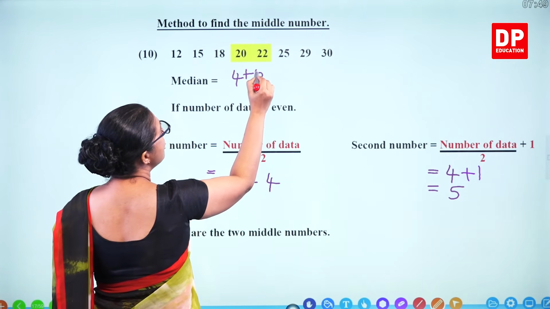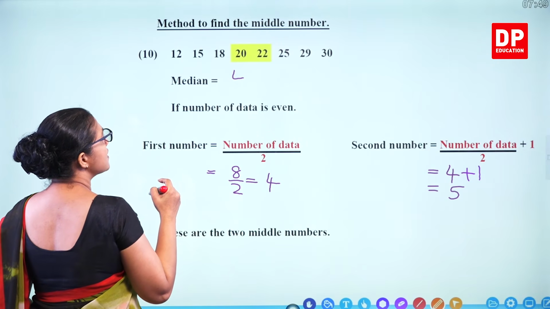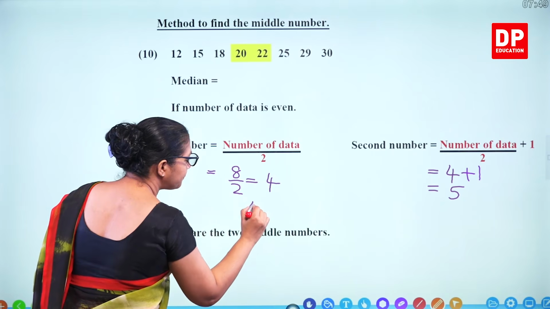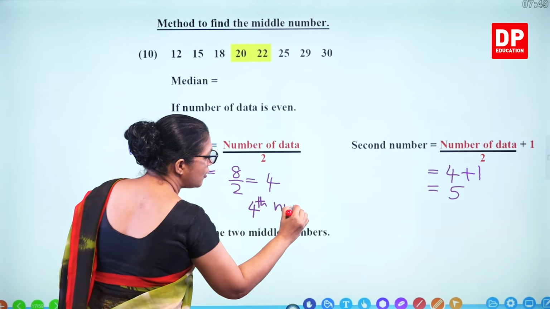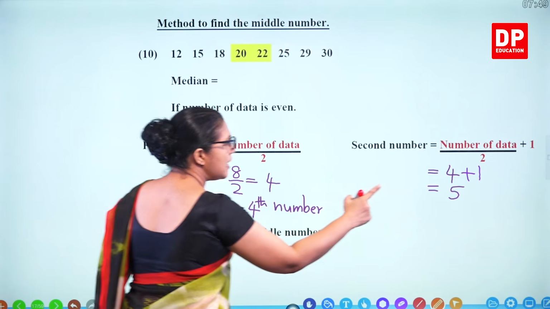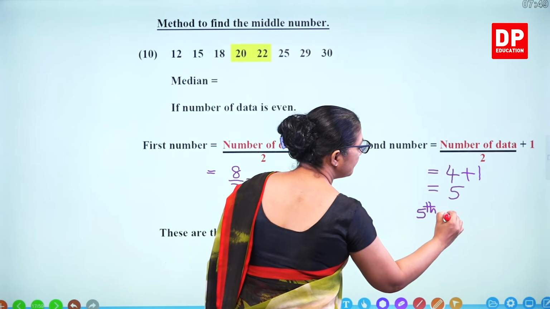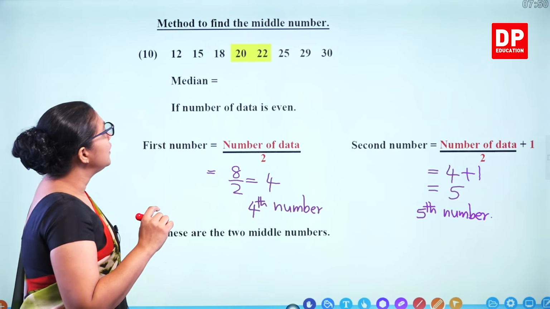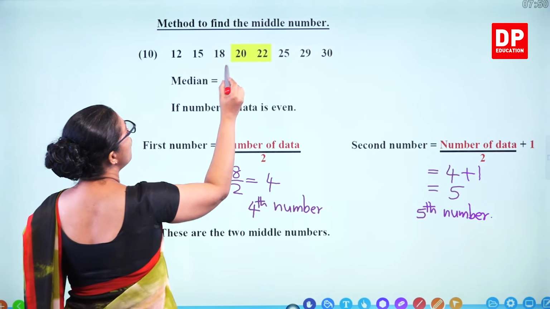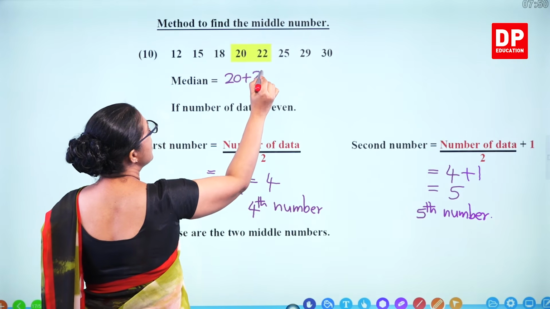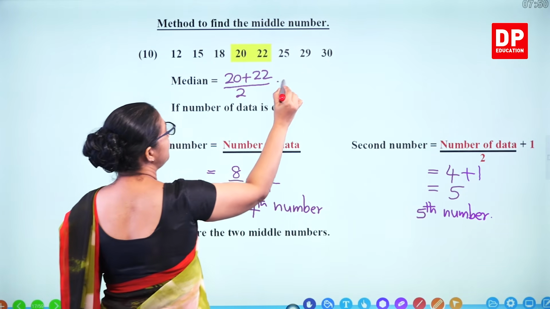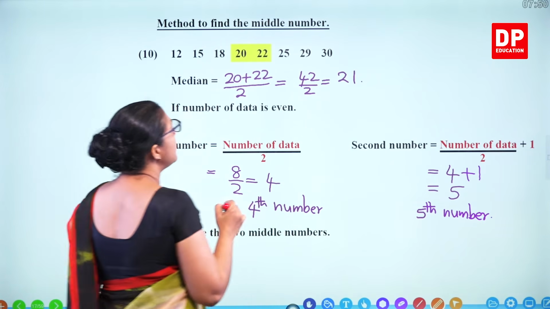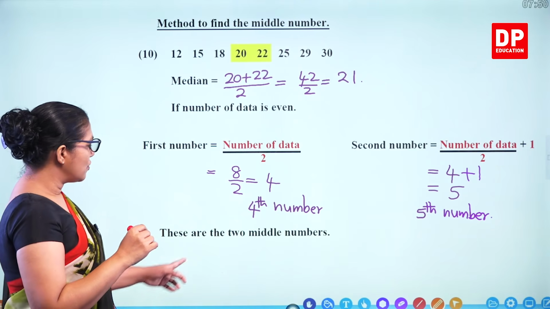4 plus 5, not 4 plus 5. What's the fourth number? Not these numbers. This means fourth number. You have to refer. This means fifth number. Now take the fourth one. 1, 2, 3, 4, 20. Fifth number, 22. Divided by 2, 42 divided by 2, 21 is the median. So these are the two middle numbers.